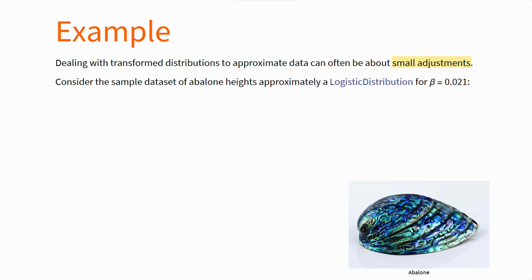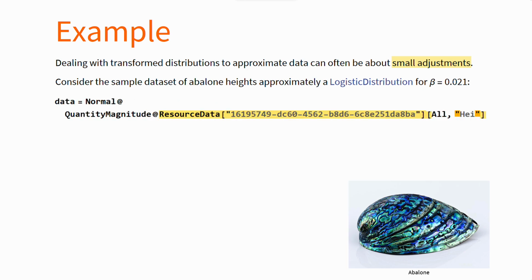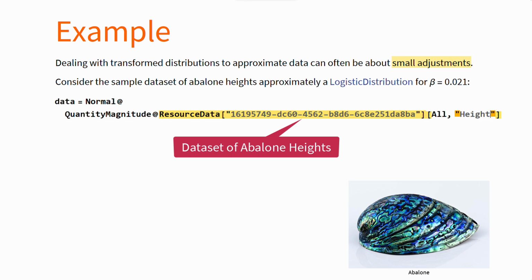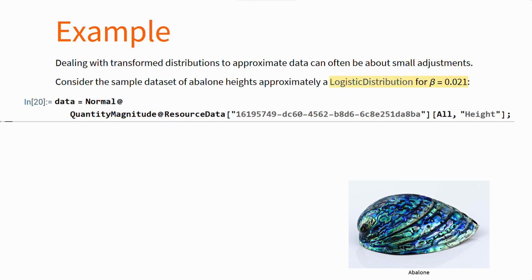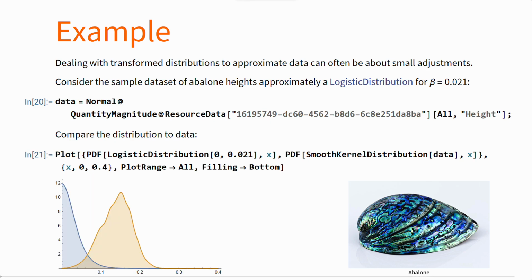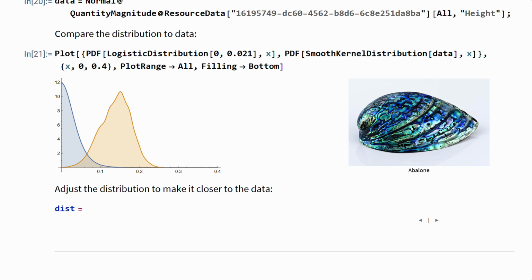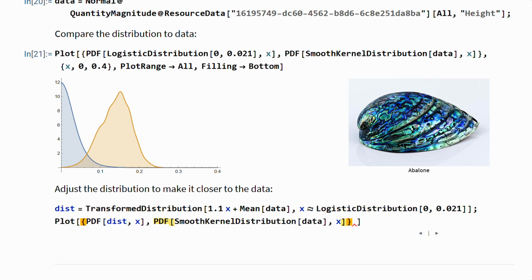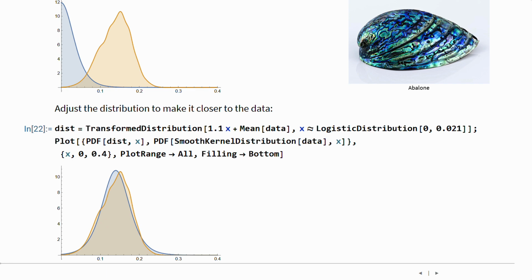But how do you go about applying this in practice? Let's say you're trying to model a dataset of abalone heights. Your dataset should follow a logistic distribution of beta 0.021. If you compare the guessed distribution and the data, you'll see there's a clear problem in shifting and a bit of scaling. To adjust, you can add to the distribution the mean of data to get a better model. Scale by just a bit, and you'll see when a better model is plotted against the data.